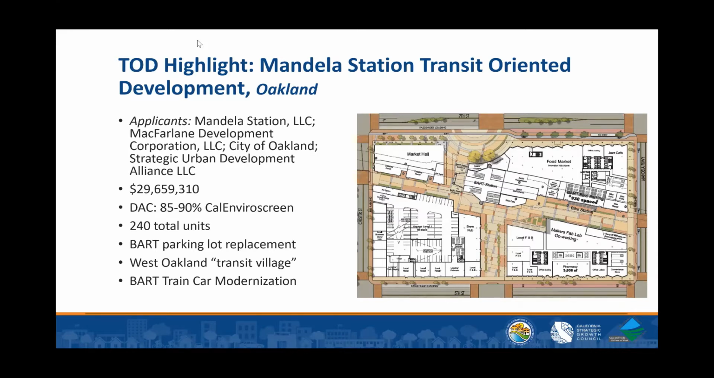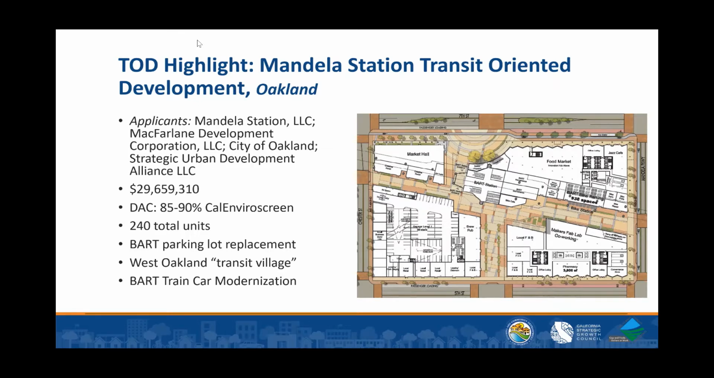This first project is a transit-oriented development, or TOD project, Mandela Station in Oakland. This project was developed in partnership with Bay Area Rapid Transit on the site of the Mandela Station BART. It received nearly the maximum award amount of $30 million. Over 2/3 of that went towards funding their housing loan, and the rest was for transportation and programming costs. It's located in a disadvantaged community and developed in partnership with BART's Station Area Master Plan.